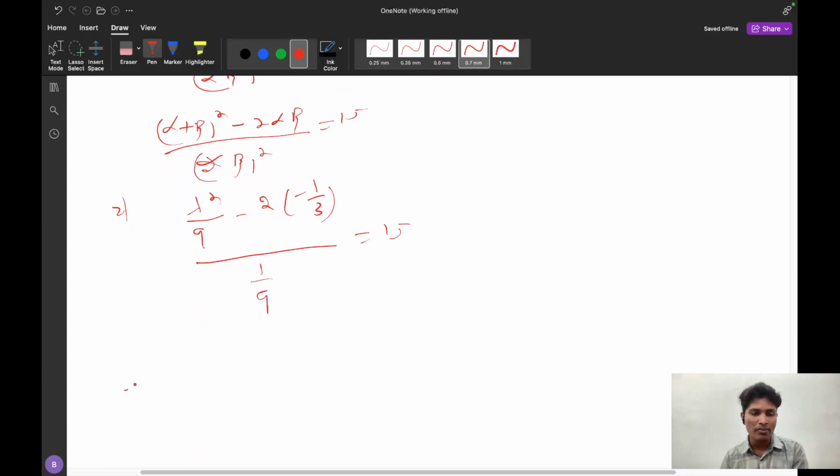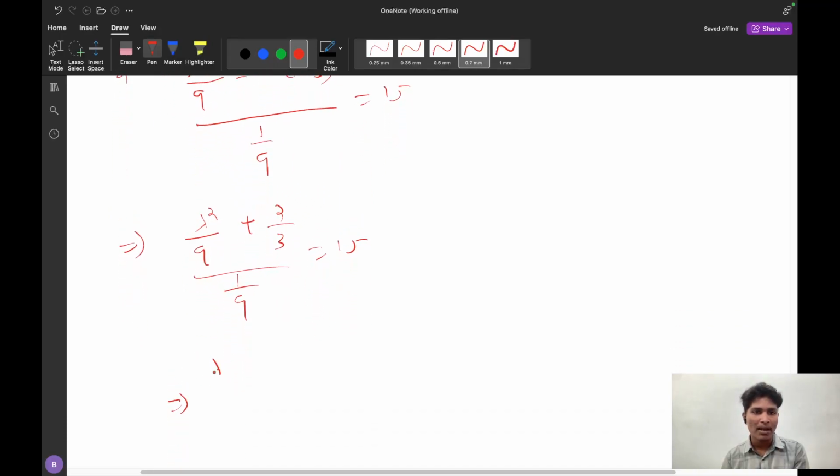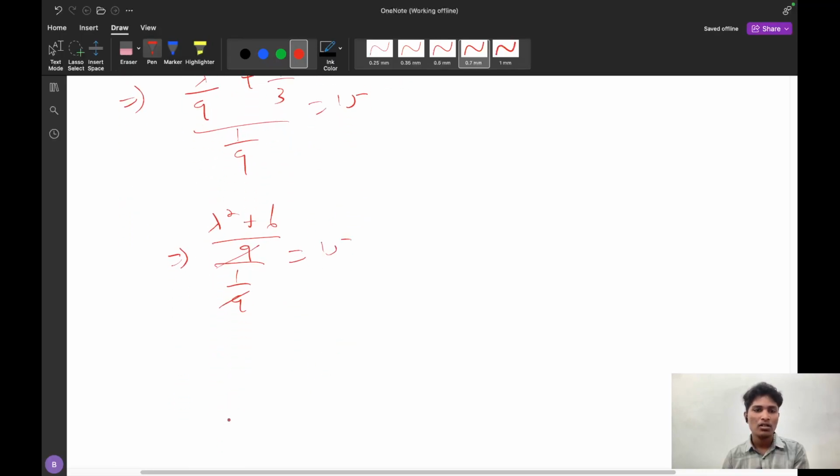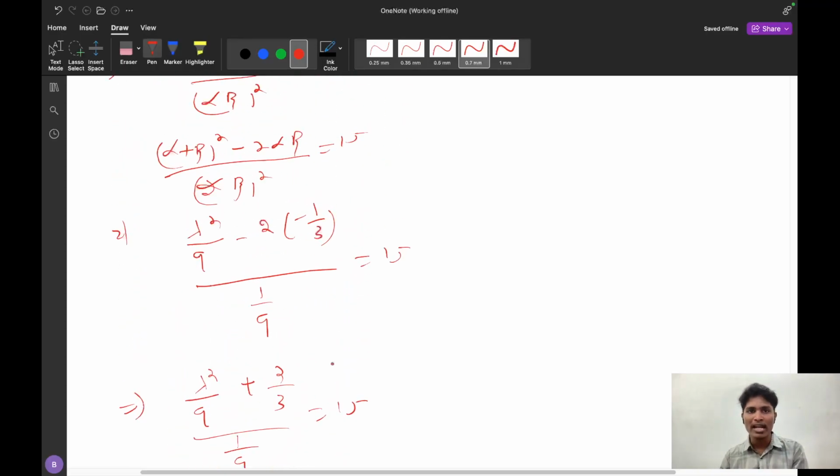Yes. Now I have to simplify the equation. Lambda square divided by 9 plus 2 by 3, divided by 1 by 9, is equal to 15. I have to take LCM here. Lambda square plus 3 into 2, that is 6, divided by 9, divided by 1 by 9, is equal to 15. 9 is cancelled. So lambda square plus 6 is equal to 15. Lambda square is equal to 9. Lambda equal to plus or minus 3. So I got lambda equal to plus or minus 3.